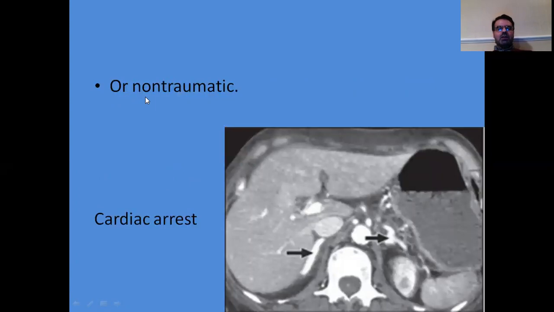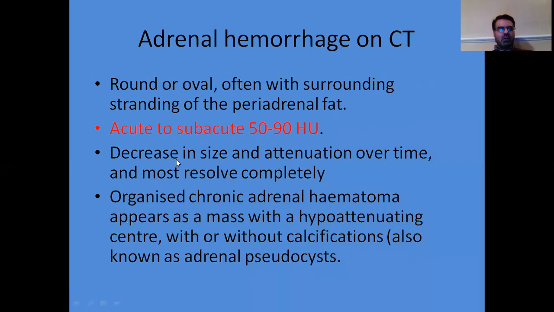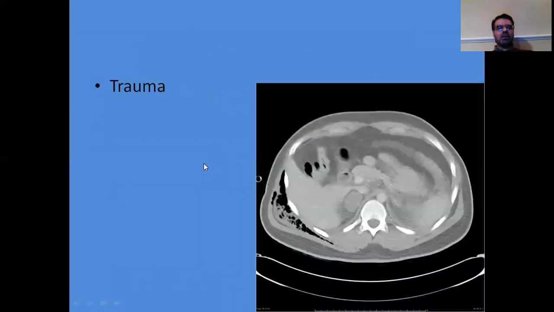It could be non-traumatic, like this case in cardiac arrest, hyperenhancement of the adrenal glands bilaterally. Hemorrhage can also be seen on CT scan as a high density material in the adrenal gland in the acute and subacute phase, 50 to 90 Hounsfield units.